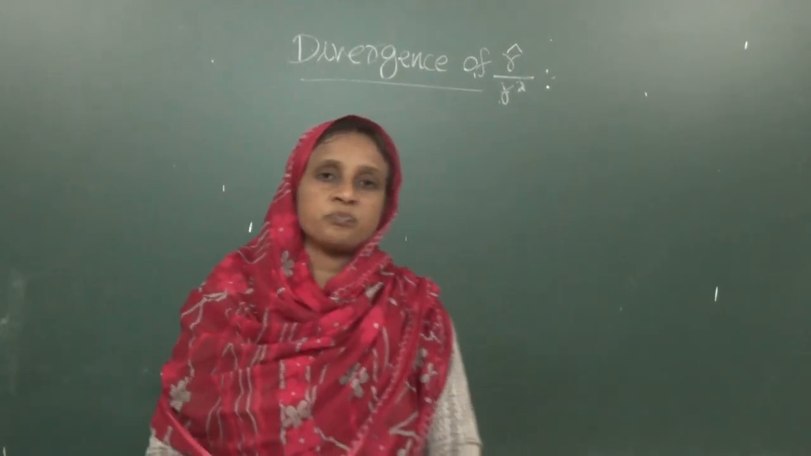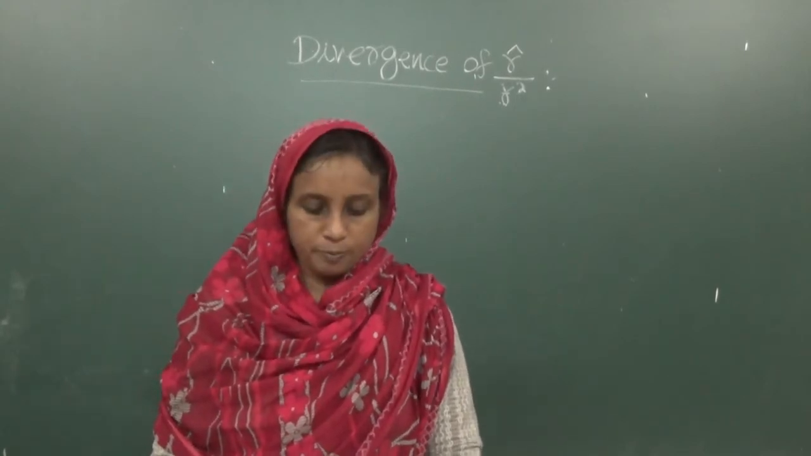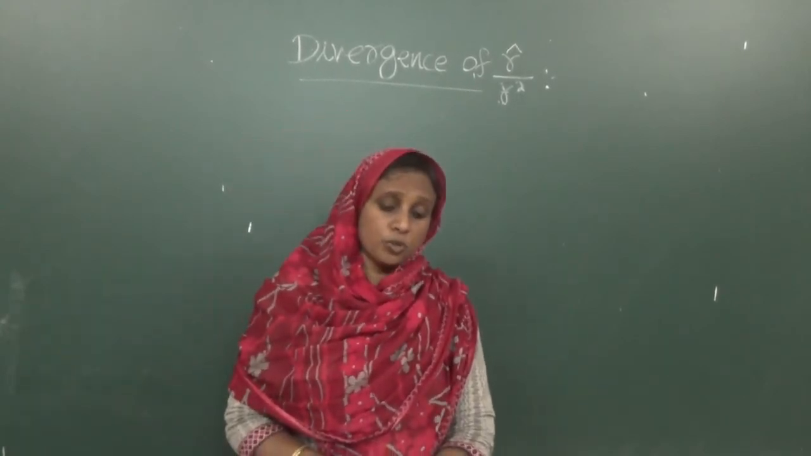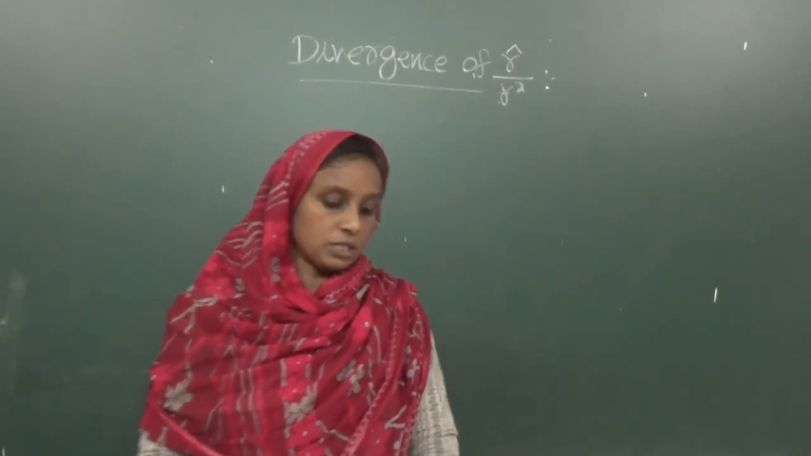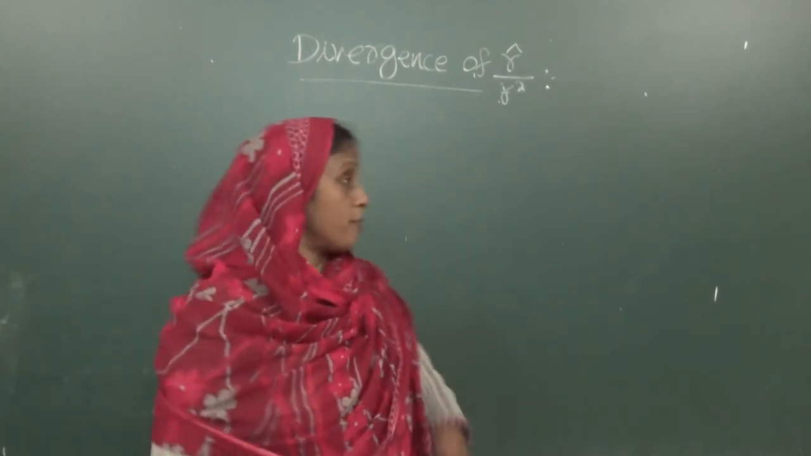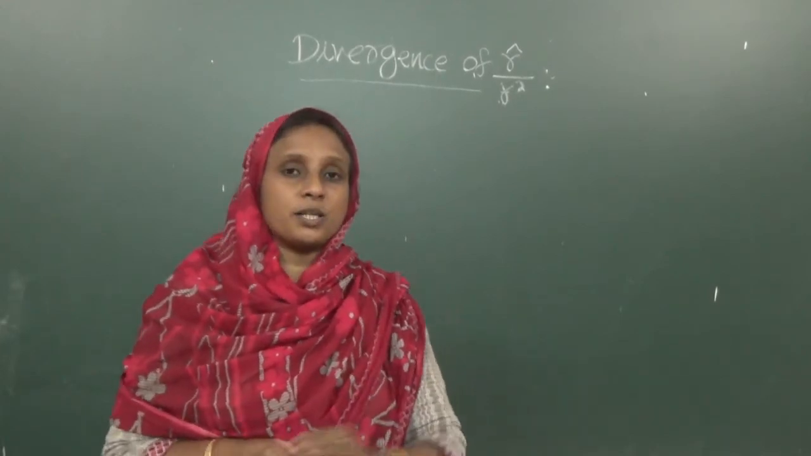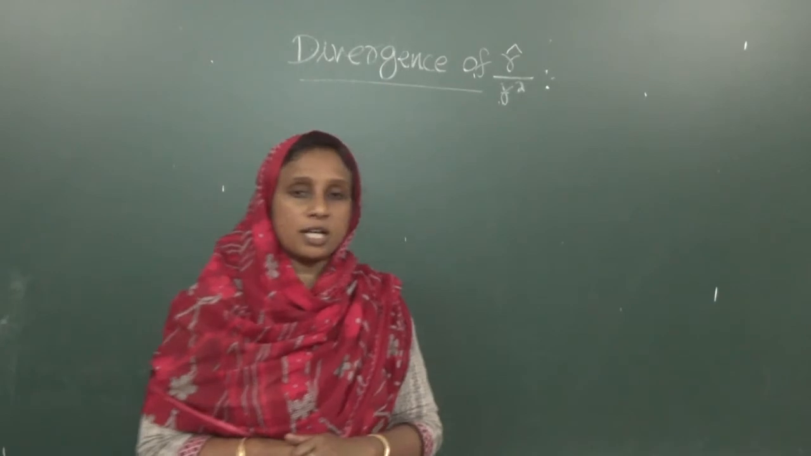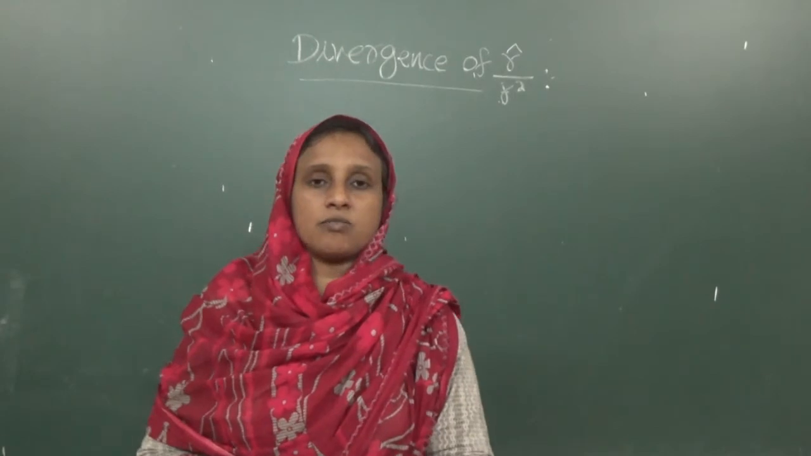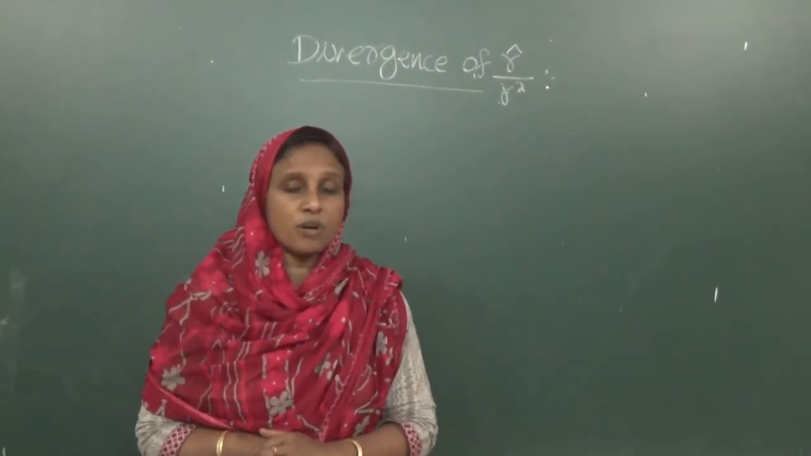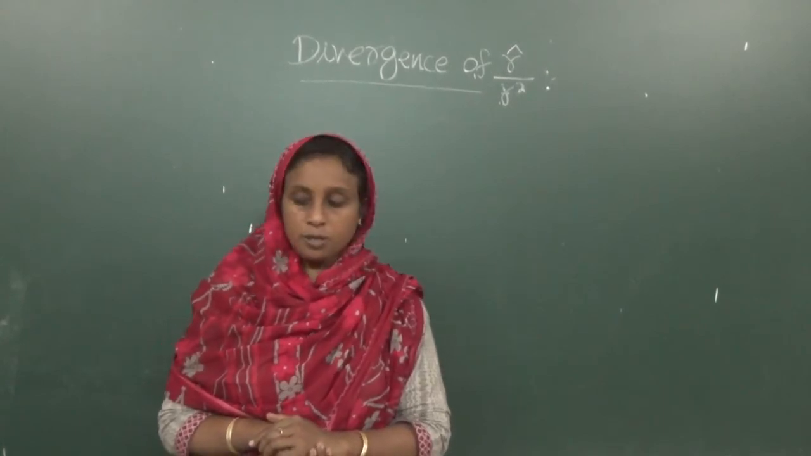My dear students. Today we will learn about divergence of r cap by r square. We already learned about divergence, and in one of the sections we have already done the problem divergence of r cap by r square. Now there is a peculiarity for this function r cap by r square and its divergence. In this section we will check what is the peculiarity of this function and its divergence.